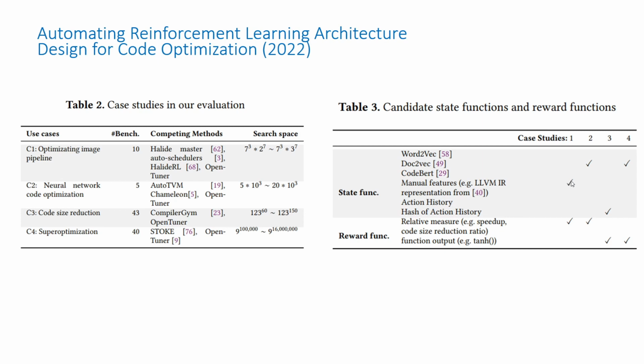For example, for image processing you get the manual features, for deep learning you get doc2vec, for code size you get hash of action history, and for the reward you get the function output, and for image processing and deep learning you get the relative measure like speedup. Well, you have some options in here that you can choose from, so probably you actually do some choosing.